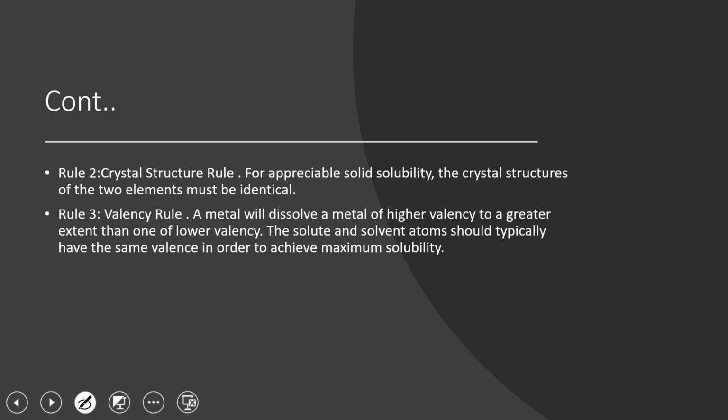The next rule is the crystal structure rule, which says that for appreciable solid solubility, the crystal structures of the two elements must be identical, otherwise it won't work. Rule number 3, the valency rule. A metal will dissolve a metal of higher valency to a greater extent than one of lower valency. The solute and solvent atoms should typically have the same valence in order to achieve the maximum solubility. This is the most important part of the rule. They must have the same valence.